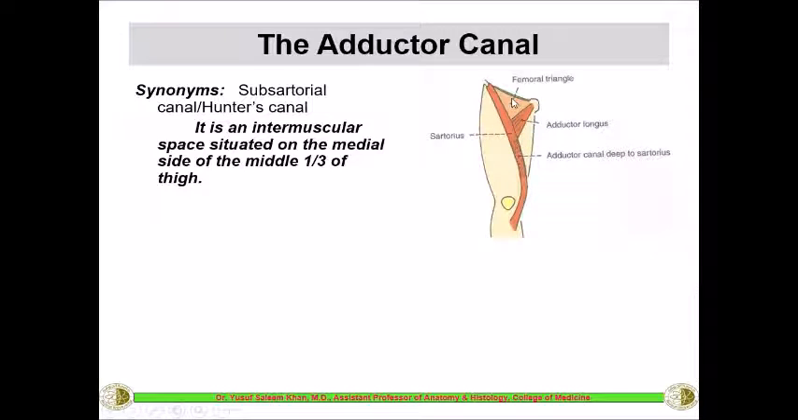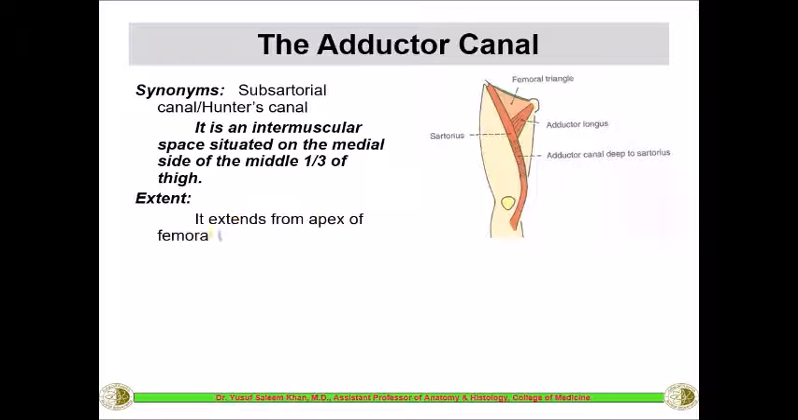So all the contents which are there in the femoral triangle will be either descending downwards, or some of the structures will be going upwards. This canal will be connecting the femoral triangle with the popliteal fossa. So the contents from the femoral triangle will be descending into the popliteal fossa, or some of the structures from the popliteal fossa will be going into the femoral triangle.